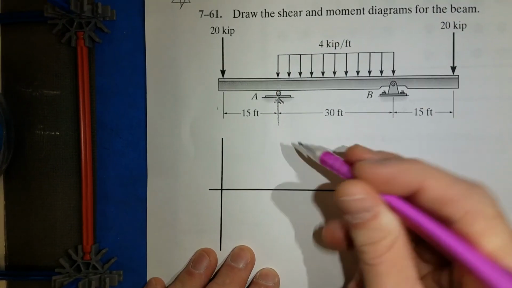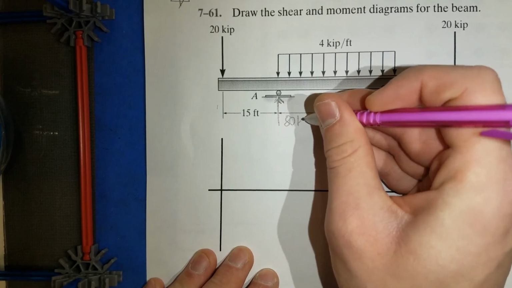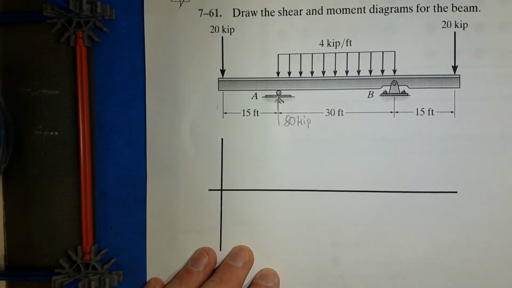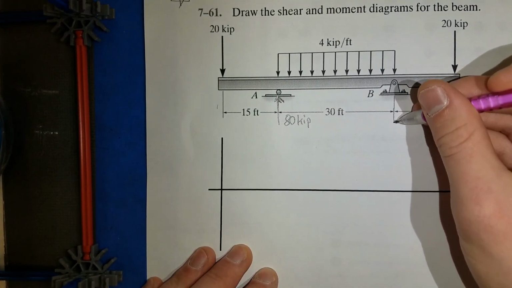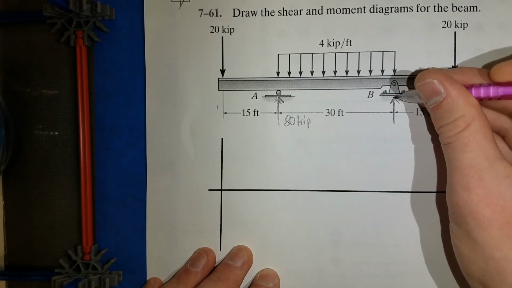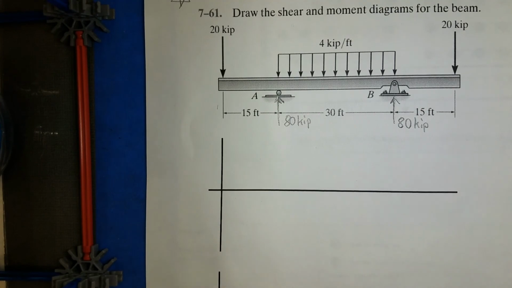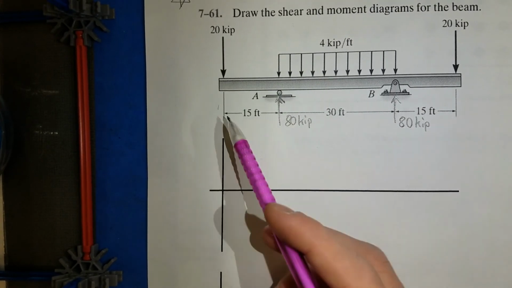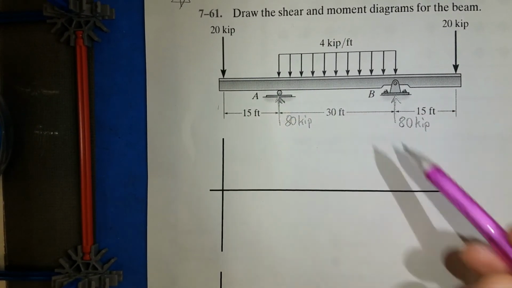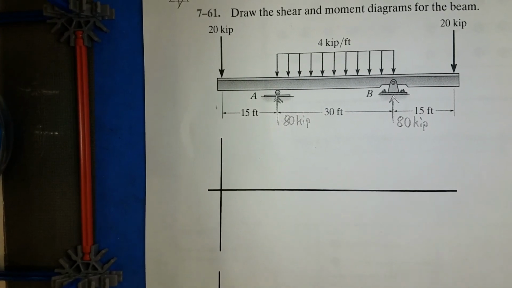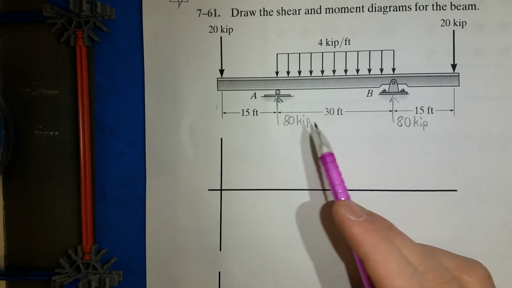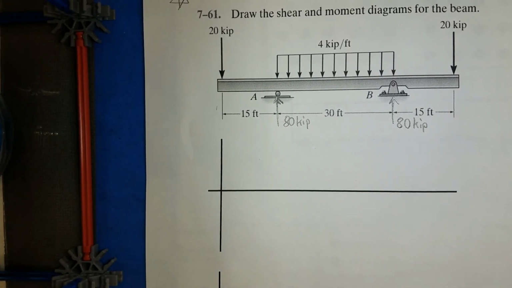And so we've got AY acting. It's 80 kips going upward. And then we've got BY going also 80 kips upward, which should make sense because this is a pretty symmetrical beam right here, same forces on either side, so these should be equal. We've already got the dimensions here, the 15, the 30, and the 15.